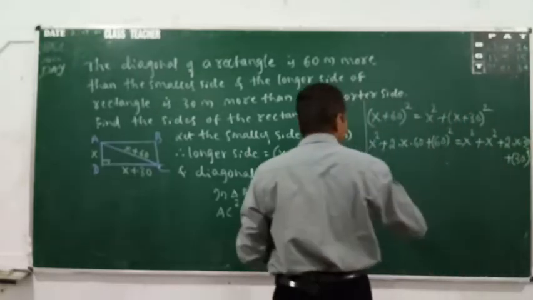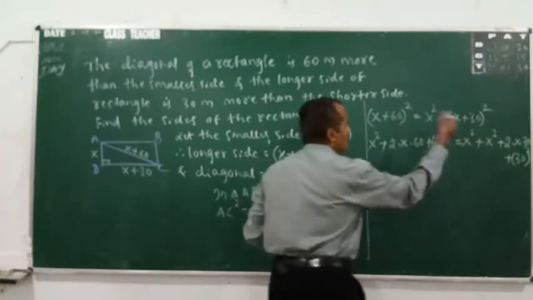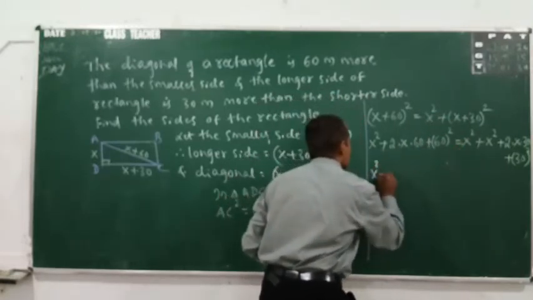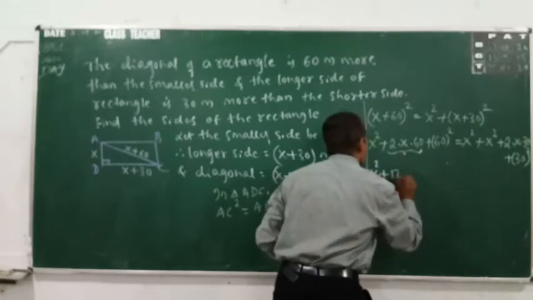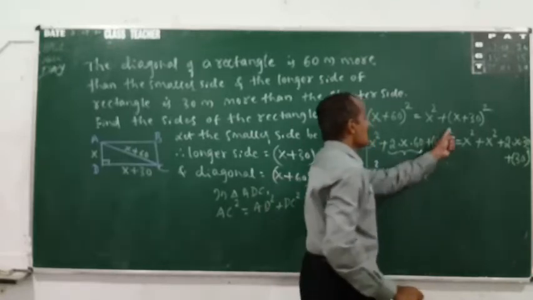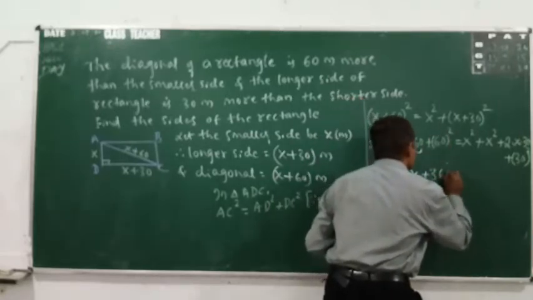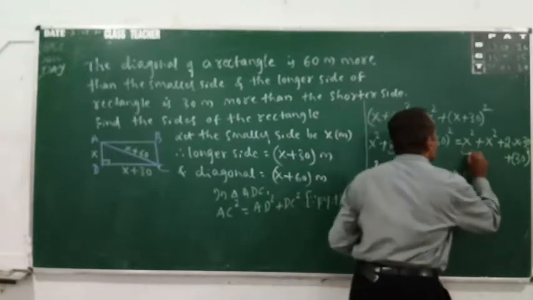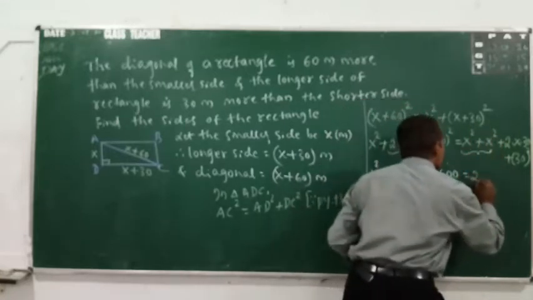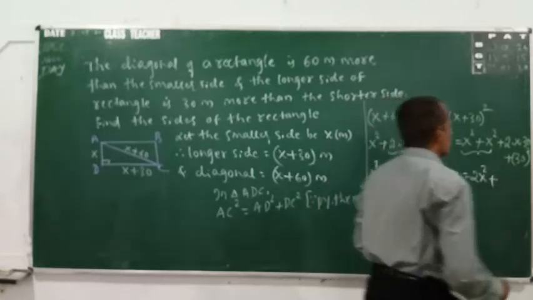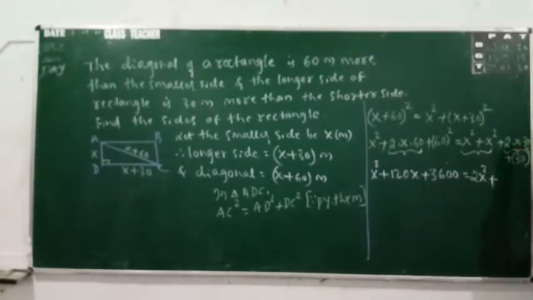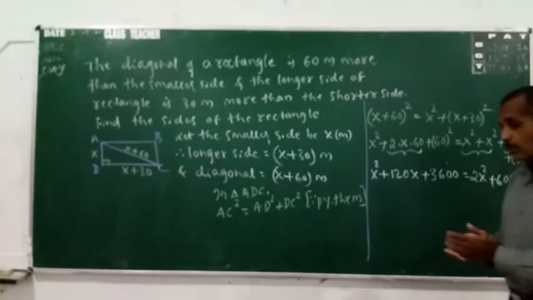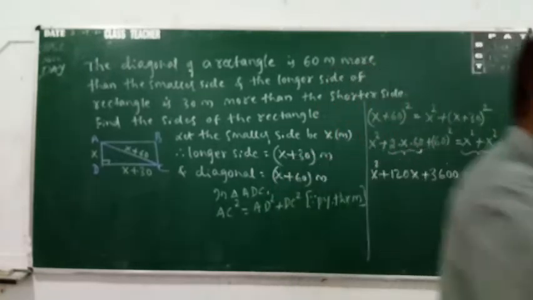Let us find the squares and all. Simplify it. X square plus 120X plus 60 square, 3600, is equal to, add these two, 2X square plus, if you multiply you are getting 60X plus 30 square is 900. Okay, let me simplify again.